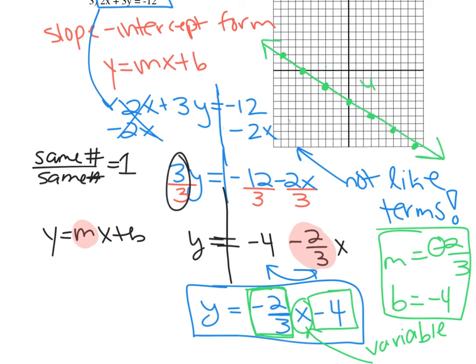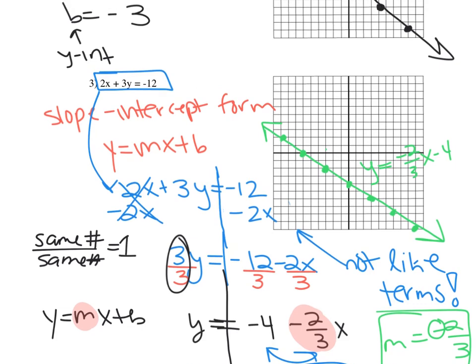And lastly, don't forget to label. Y equals -2/3x minus 4. You could also, if you wanted to, label this as the original equation. You could have also labeled this as 2x plus 3y equals -12. Either or. All right, guys, I hope you found this video helpful.